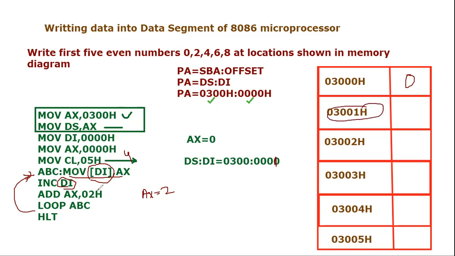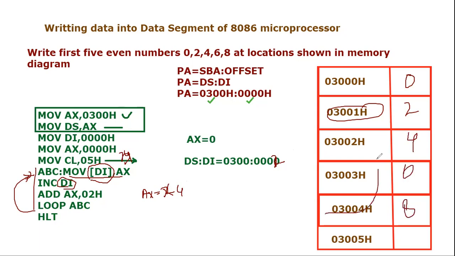and AX has been incremented by 2, so 2 will be stored, right? And on increment of DI, this value will become 02, and then again 02 is incremented, so 2 will become 4, right? So at ABC loop, the counter will be decremented by 1 unit, it will become 3, and we will start again. So this iteration will happen around 5 times, which means we will be storing 4, 6, and then 8.